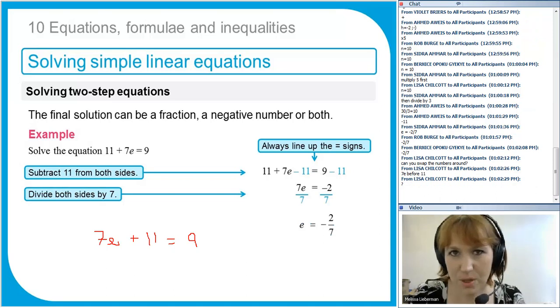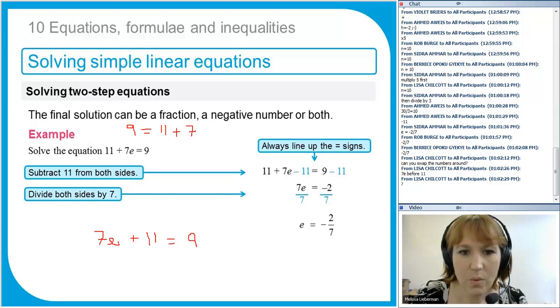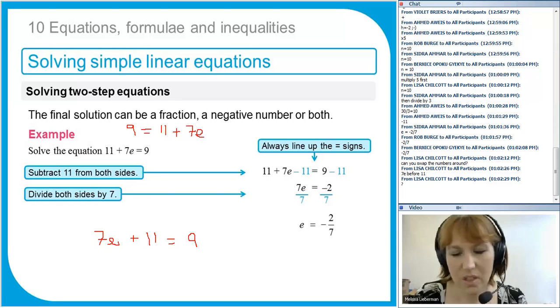Another thing that you can do in algebra is swap the sides. So you could write it as 9 equals 11 plus 7e, and that means exactly the same thing. So one thing you can do in an equation is swap the sides around. That's just another rule of equations. Sometimes it helps to swap the sides if you've got a negative number or something like that, but I'm not going to go through any complicated examples at the moment.